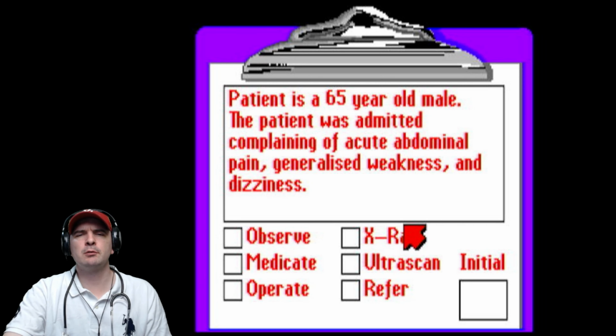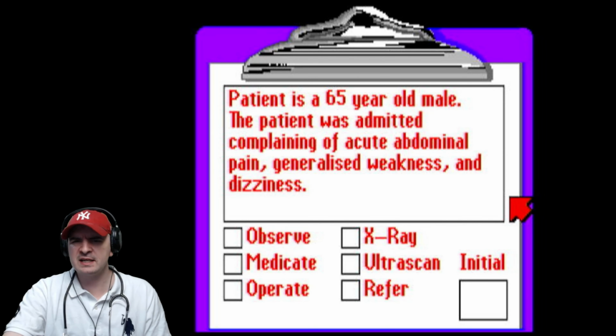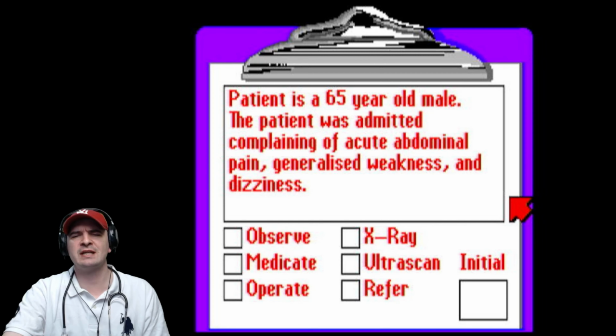Patient is a 65-year-old male. The patient was admitted complaining of acute abdominal pain, generalised weakness and dizziness.